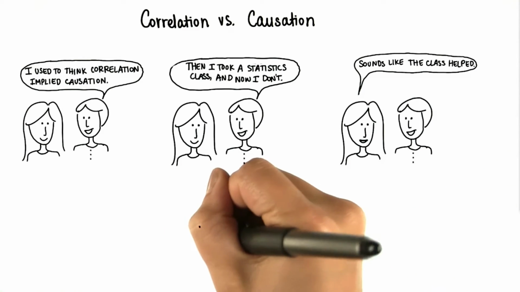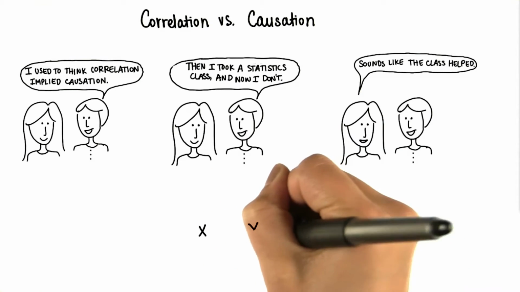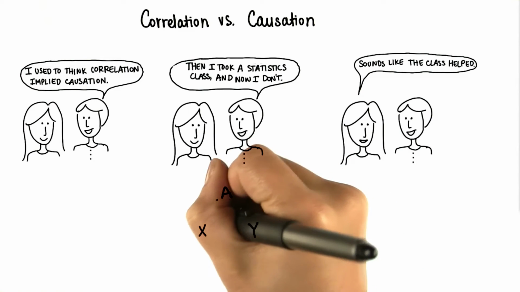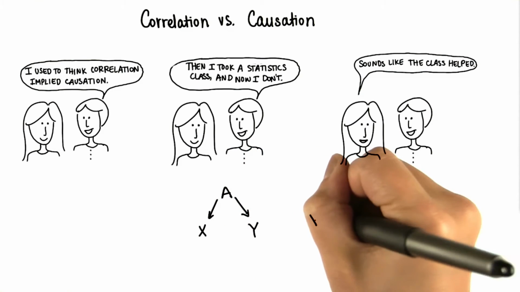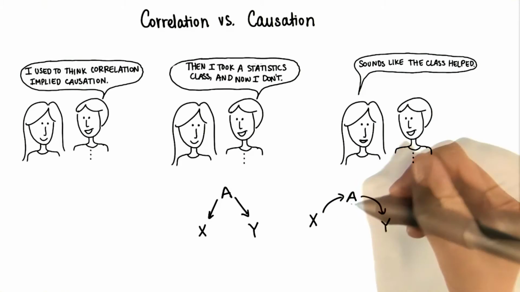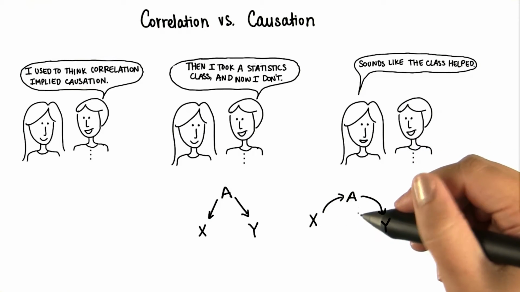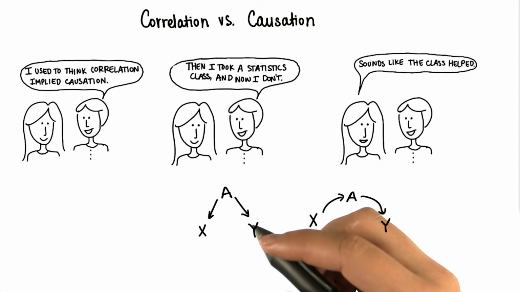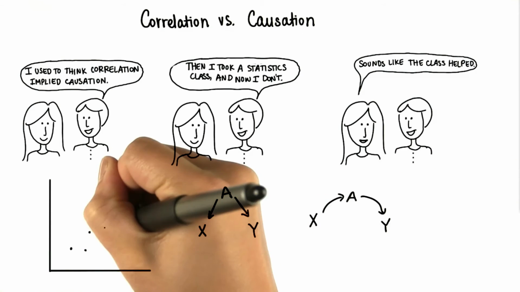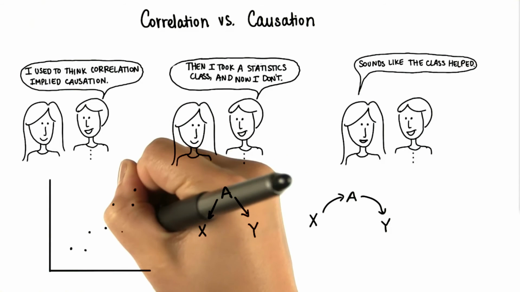We might have two variables, x and y, and they have a relationship, but only because both of them are influenced by variable a. Or maybe x influences y through variable a. A is called a mediating variable. By just looking at scatter plots and the correlation, we don't know what the case is. We can just see some kind of relationship.